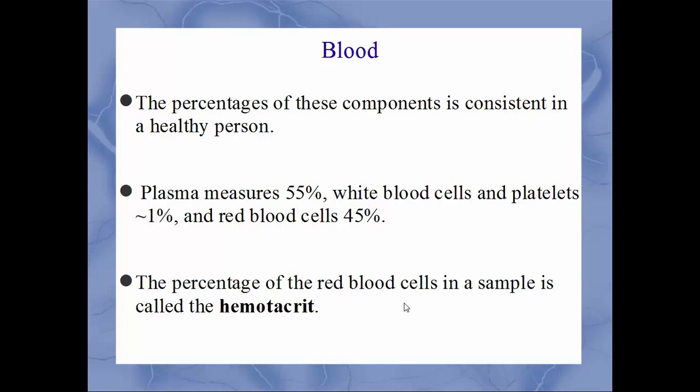Now, the percentages of all these components are fairly consistent when someone is healthy. The plasma is about 55% of the blood. The white blood cells and platelets are approximately 1%. And the red blood cells are about 45%. Again, these are for a normal, healthy person. Now, the percentage of the red blood cells in a certain sample is called the hematocrit. So the hematocrit is actually a blood test.